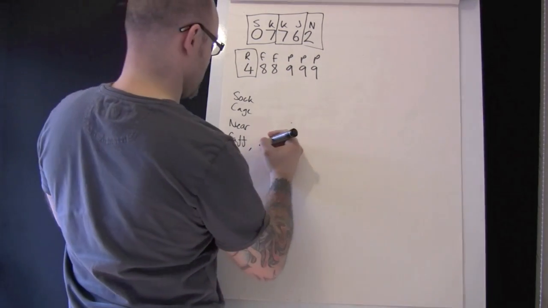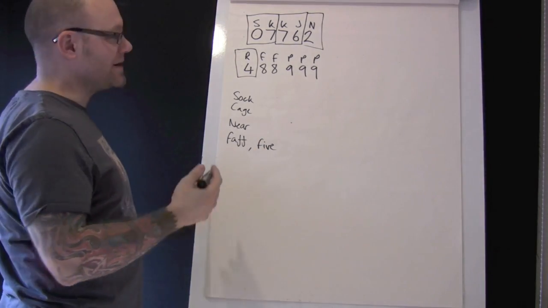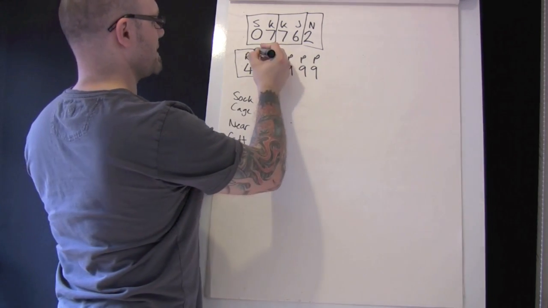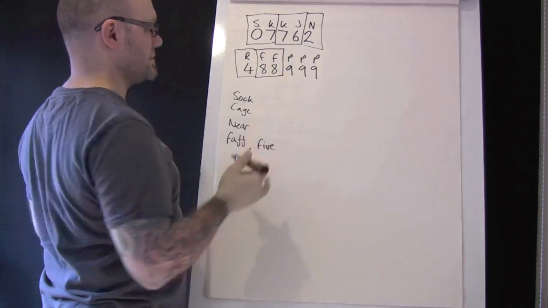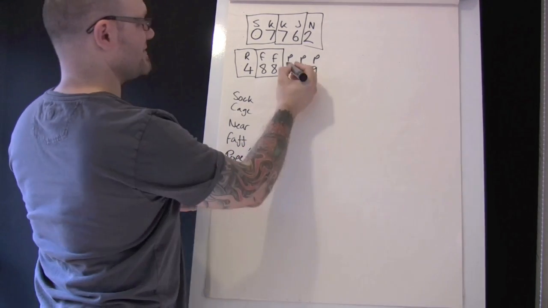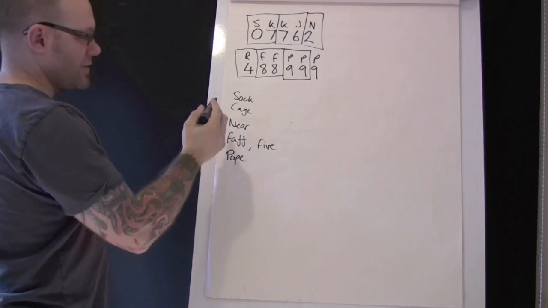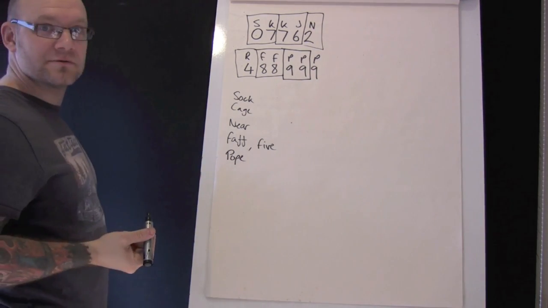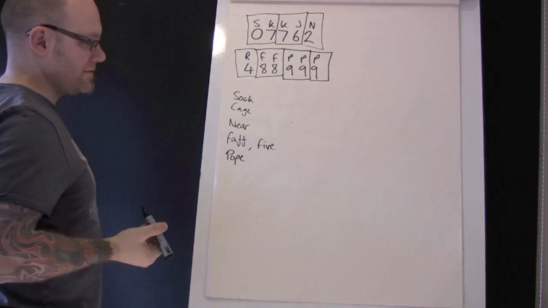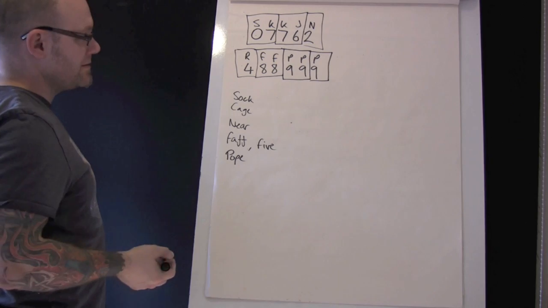5. Because V and F sound very similar, so you can use a V. So sock cage, near, 5. Pope, covers off this P and this P. Sock cage, near, 5, Pope. Then we've got 1 P or B to use. So any word for that. Pope, B.